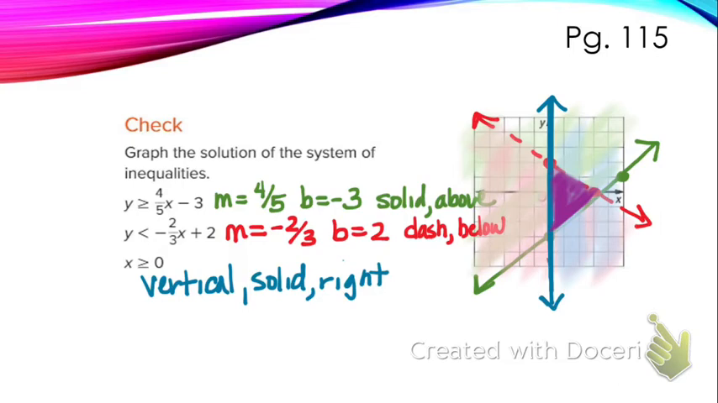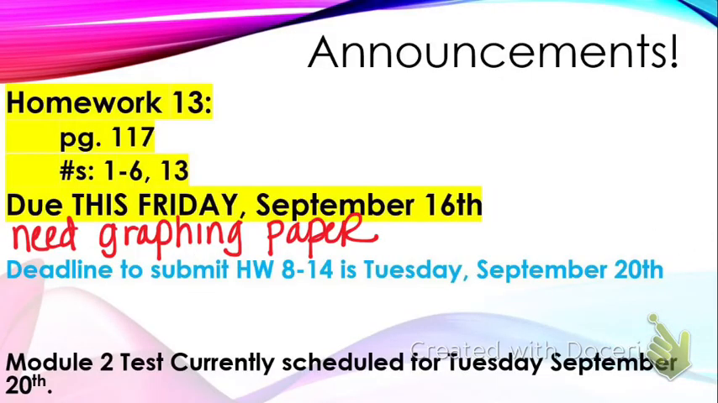All right, let's talk about homework. Go to page, I want to help you get started. I'm actually going to cut off number 13. Let me take that off. So it's only 6 questions. You do need graph paper if you have it. If you don't, use what you got. So take out a sheet of paper. Let's get started on these together. This is due on Friday.